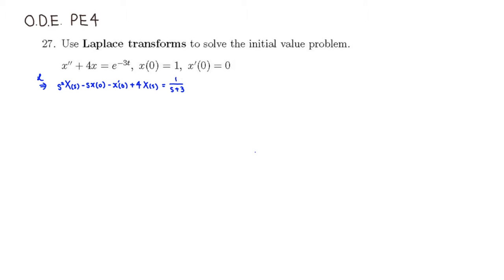Then we plug in what we already know. So x of 0 is 1, so this is equal to 1. And x prime of 0 is 0, so this guy is 0. So I'm going to just cancel it out.